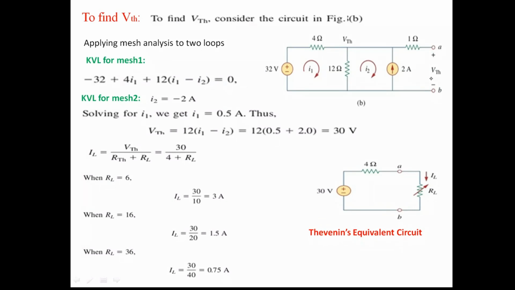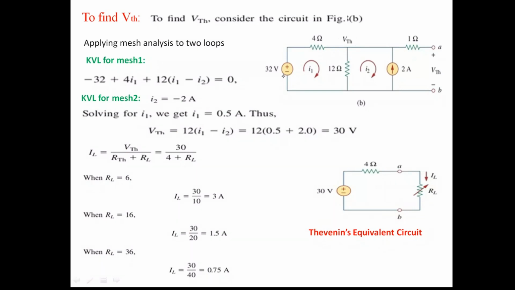So how do you find the VTH here? If you look at the voltage across the terminals A and B, since it is open circuited, there is no current in the 1 ohm resistance. When there is no current, there will not be any voltage drop. Therefore VTH is the same as the voltage across the 2 ampere current source. If you carefully look, this current source is parallel to the 12 ohm resistor. That means the voltage VTH across terminals A and B is the same as the voltage across 12 ohms. That is why we have designated this node voltage as VTH.